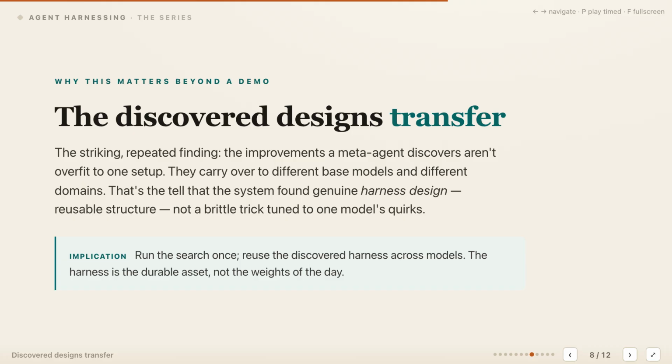Transfer is the strongest evidence that these systems discover more than brittle benchmark tricks. Designs found by a meta-agent can improve different base models and sometimes carry into different task domains. If a change helped only one model, we might reasonably suspect that it exploited quirks in that model. Cross-model and cross-domain gains instead suggest reusable harness structure, although every transfer still needs fresh evaluation. The practical payoff is significant. An expensive design search can produce a harness pattern reused across several models. In that setting, the discovered harness becomes the durable asset.